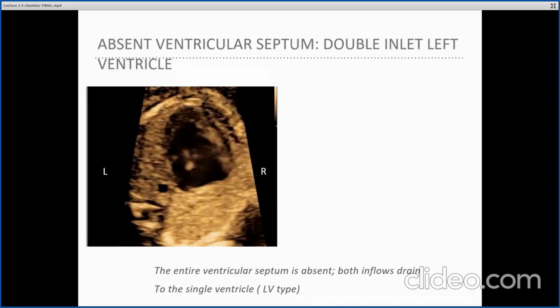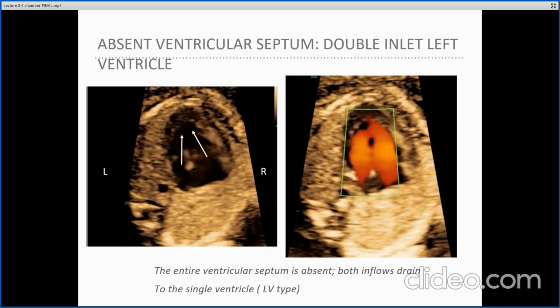Now this is another example where we see that the ventricular septum is completely absent. There is no septum whatsoever. Both the mitral and the tricuspid inflows are going into this single common ventricle, as we can see in this picture. So in this condition, we cannot label this as a large VSD, but rather we call it a single ventricle of the left ventricular type, because the entire left ventricular septum is absent. So this is not a VSD, but rather this is a single ventricle.